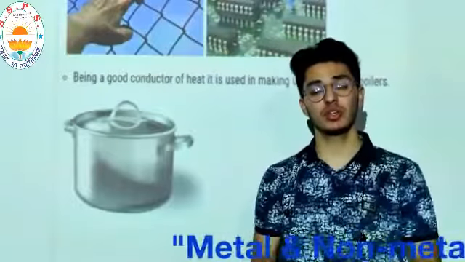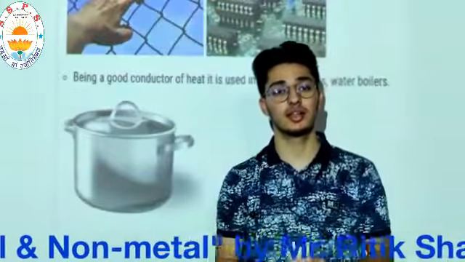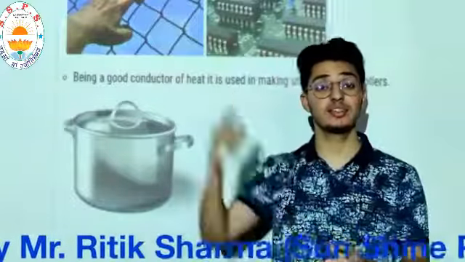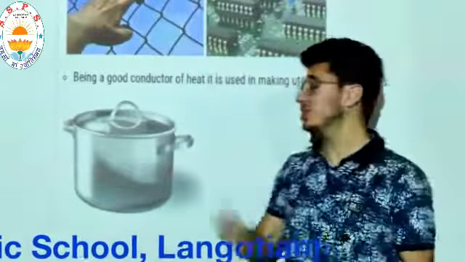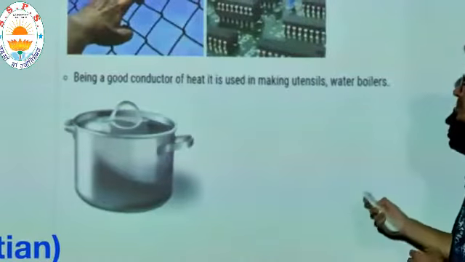Metals produce a ringing sound when they are struck with a hard thing. That's why they are used for making bells. The bell in your school, the bell in a temple. So these were some of the uses of metals.